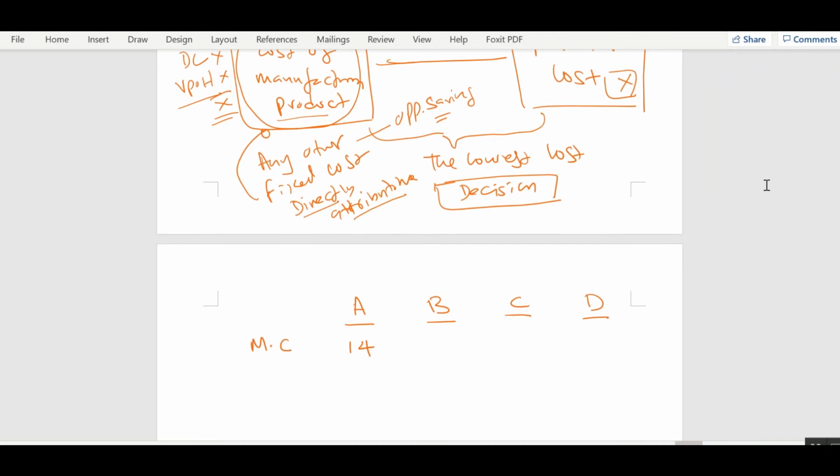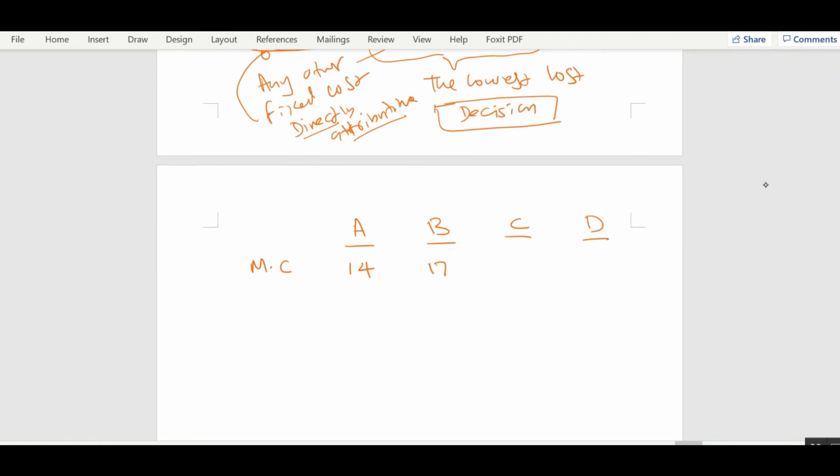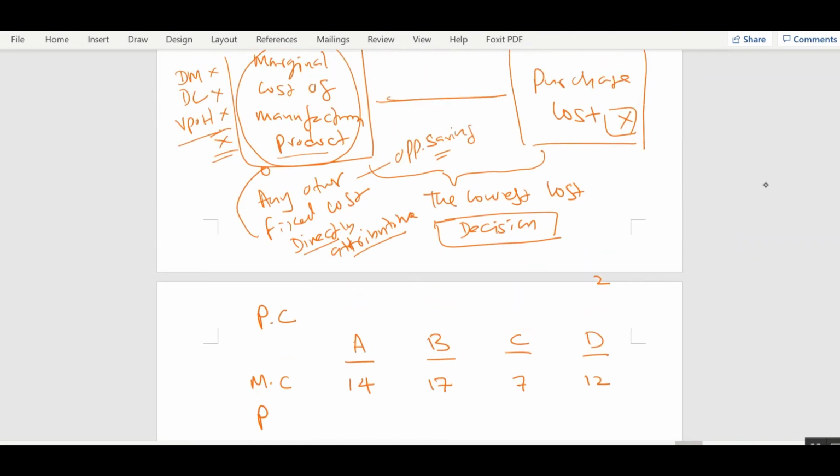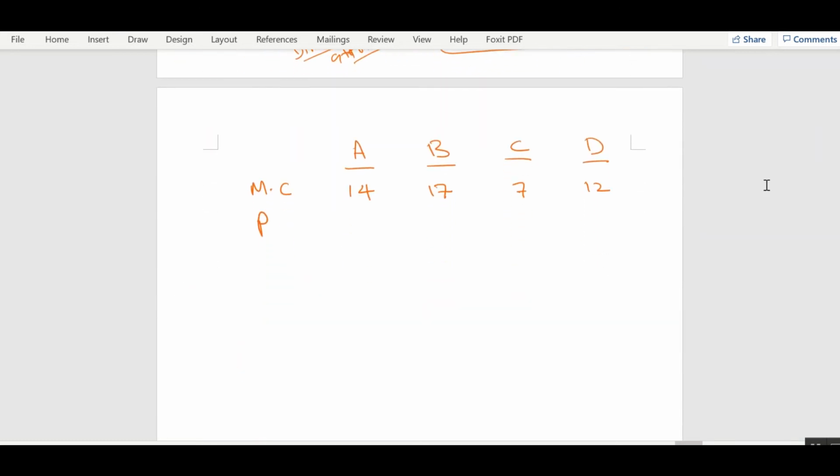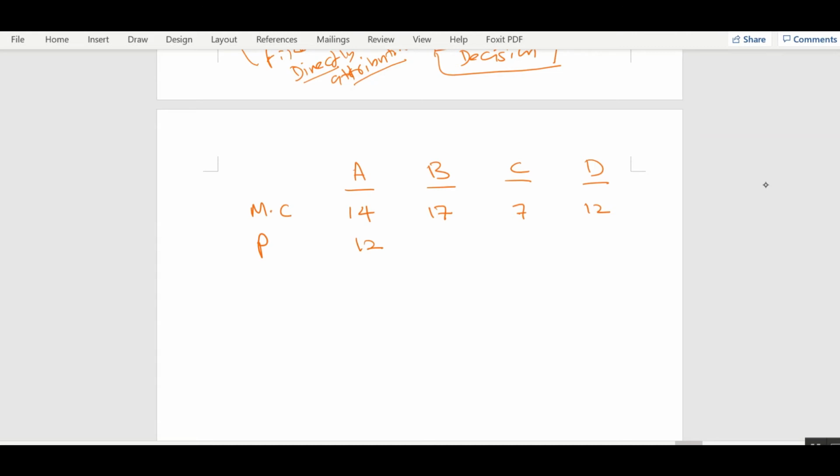So we will take in thousands. It's very easy to do the calculation. 17,000, 7,000 and 12,000. This price has to be compared with the purchasing cost. Purchasing cost is also given: 12,000, 21,000, 10,000 and 14,000. So you need to compare the prices. Let's deduct this price and we'll see whether there is a saving or an extra cost to be incurred.